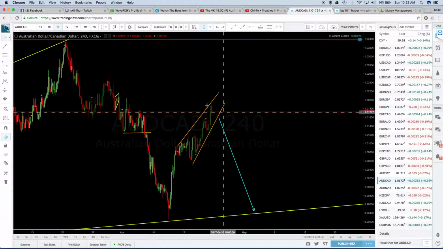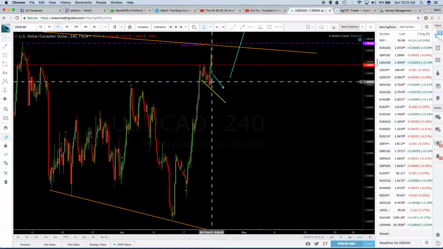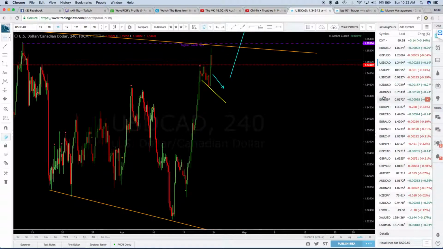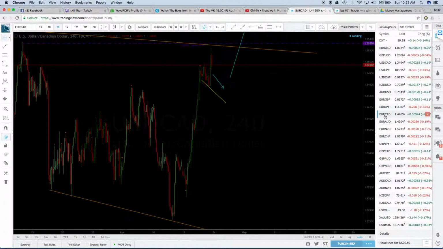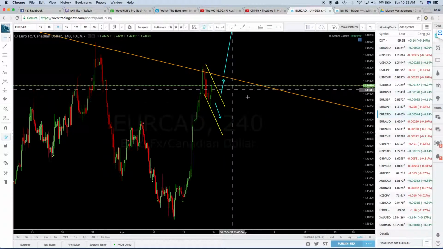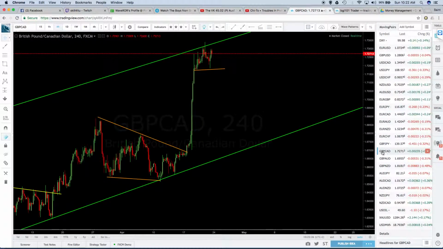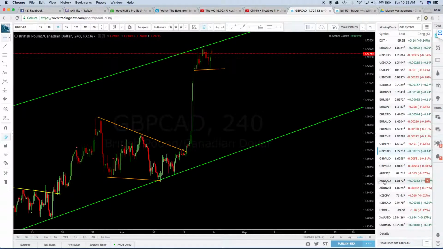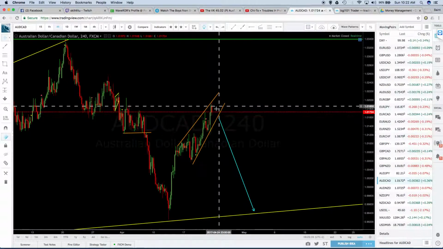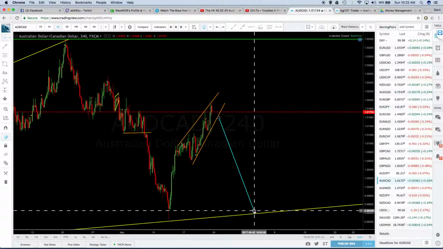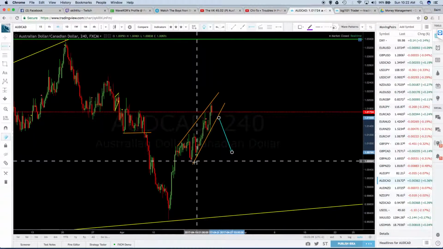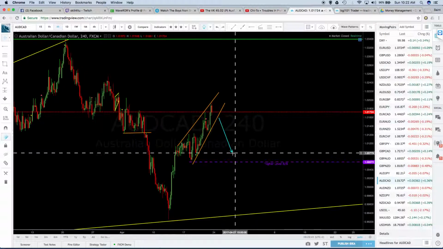AUD CAD is once again just like the other CADs. We look at USD CAD. We're looking for move down, then a move up. Euro CAD, move down, move up. GBP CAD, move down, then move up. AUD CAD, move down, and probably will come to somewhere around this area and form another pattern.